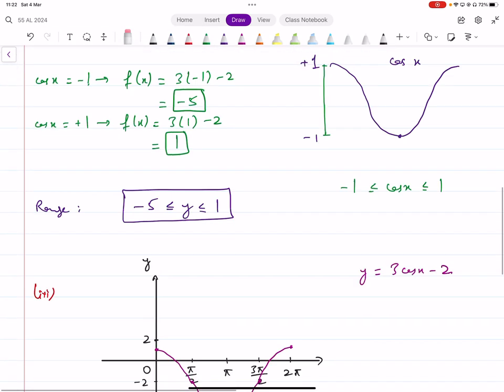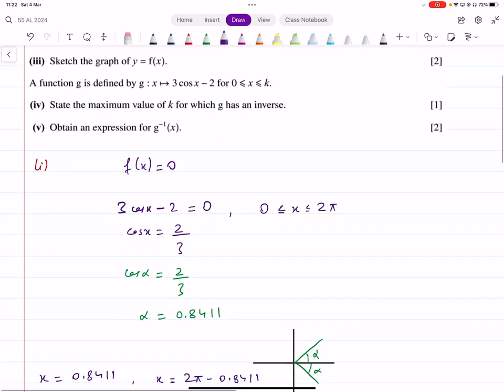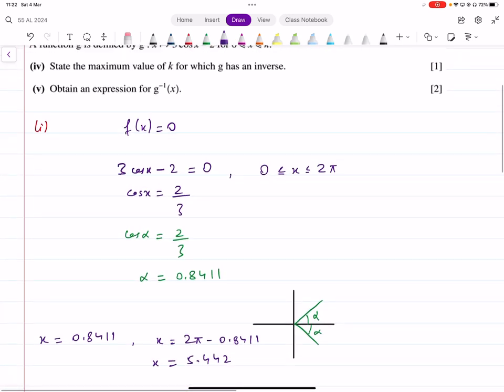Let's write that function down here. We have g of x equal to 3 cos x minus 2, and the domain of the function is from 0 to k. Now we need to state the maximum value of k for which g has an inverse. Maximum value of k for which g has an inverse.